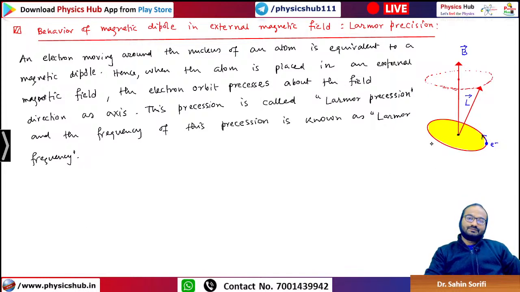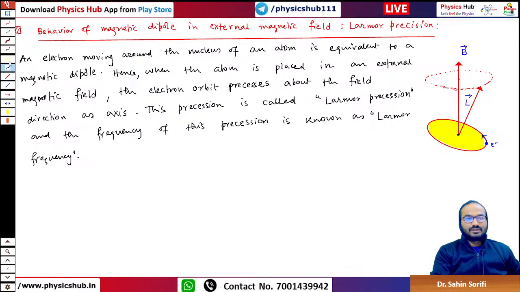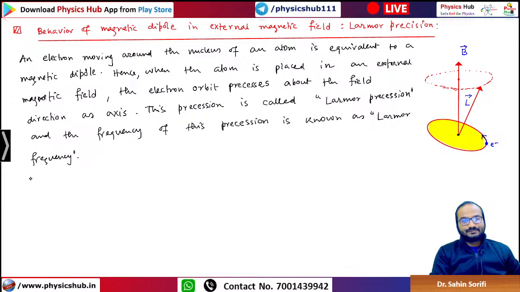So, in this figure, what we have shown? We have shown that an electron is revolving around the nucleus, okay, and the corresponding angular momentum vector is making a cone in the direction of the magnetic field, okay. So, orbital angular momentum vector L is represented as a vector perpendicular to this electron orbit, the plane of the orbit, okay. So, you can just write this thing here in this figure.